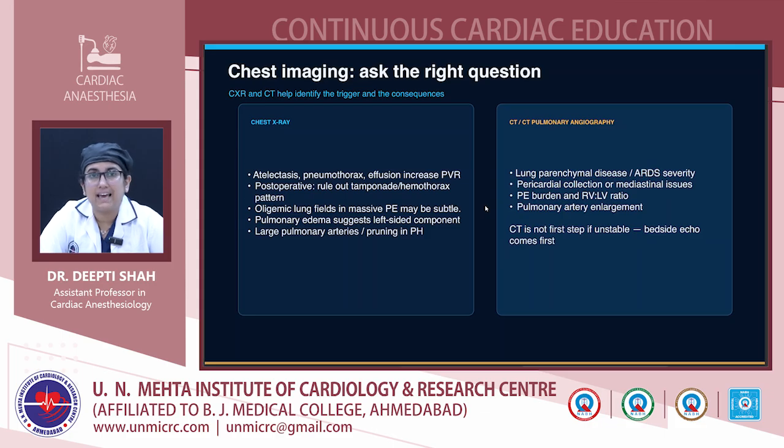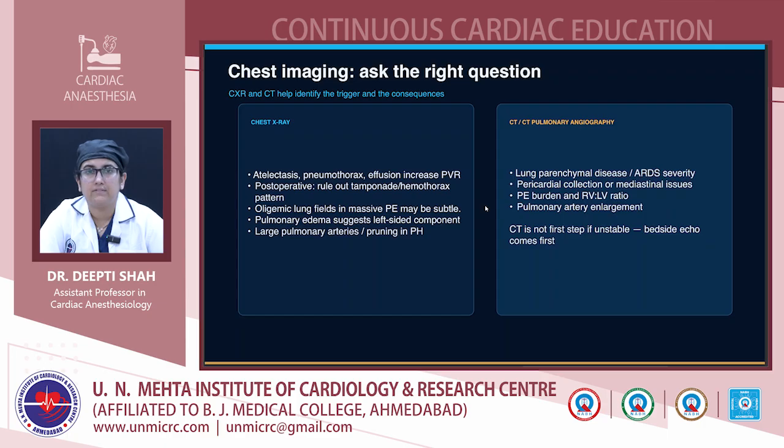So, we can also do an X-ray if we are suspecting RV dysfunction. It is non-specific, but it can help us in understanding many things that might lead to the scenarios that we are seeing in the perioperative period. So it might suggest atelectasis, pneumothorax, or effusion, which might result in an increase in PVR that might lead to RV dysfunction.